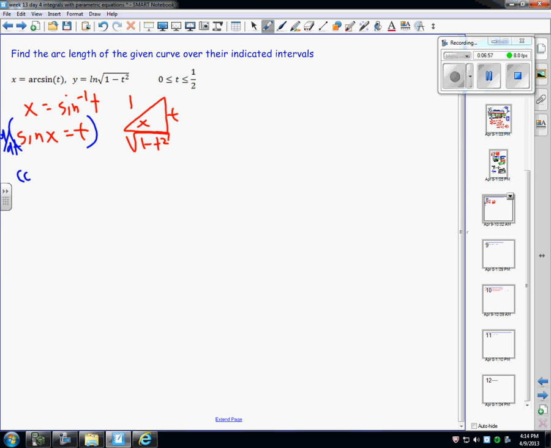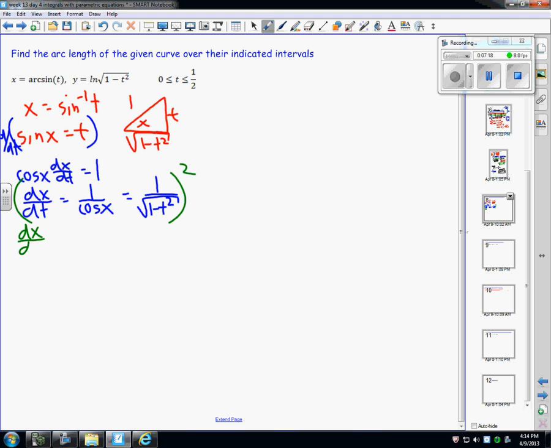So that's going to be cosine x dx/dt equals 1. dx/dt equals 1 over cosine x, which is 1 over this. But remember, I don't want just that. I need it always to be the squared version. So (dx/dt) squared is 1 over 1 minus t squared.